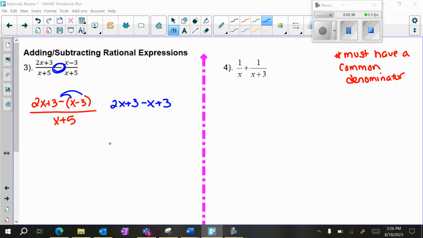Combine like terms in my numerator, I have x plus 6 all over x plus 5. Nothing can be factored, nothing can be canceled, nothing can be simplified.